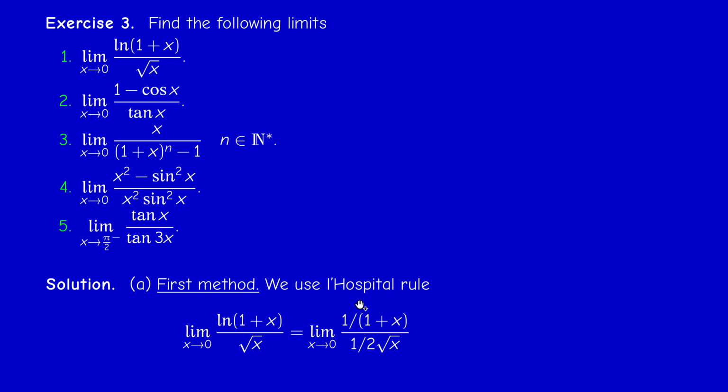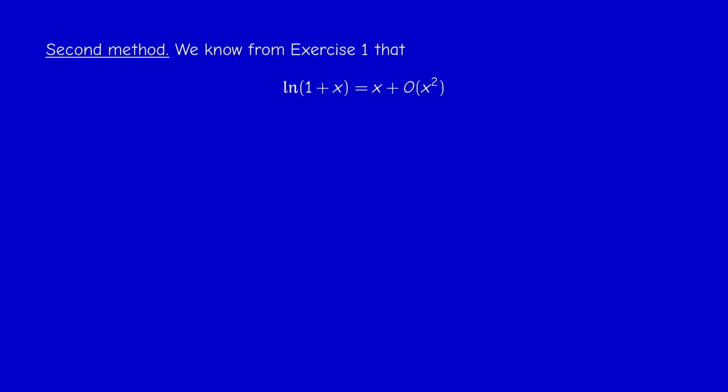If I use L'Hopital rule, of course, because I have something of the form 0 over 0, because ln of 1 plus 0 is 0. So when I differentiate, I get 1 over 1 plus x over this. I don't need to differentiate another time, but I just rearrange this by writing 2 radical x over 1 plus x, and this is easily seen to tend to 0, because just replace x by 0. Okay? Now, the second method is to use exercise 1.